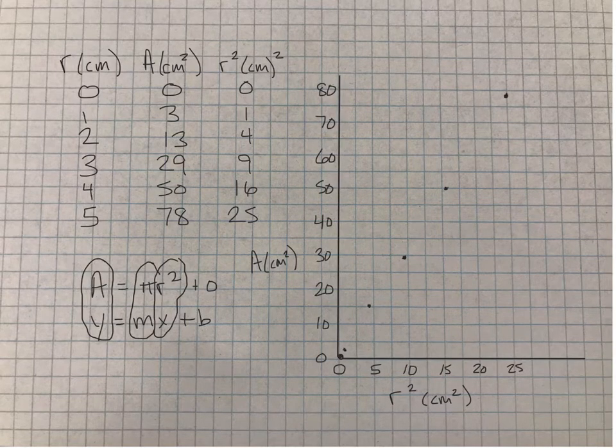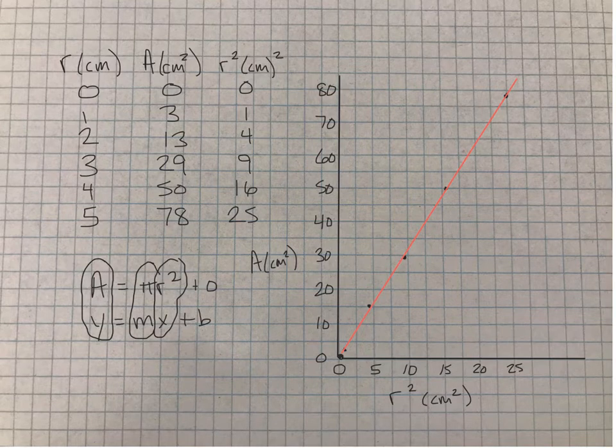Alright, so I've created a new and appropriate scale for my radius squared axis. I've redrawn my area axis, and I have plotted my points. And I can look at those points, and they appear to be pretty linear. So we're going to draw a line of best fit. So now I've drawn my line of best fit, and I can see that those points fit my straight line pretty well.